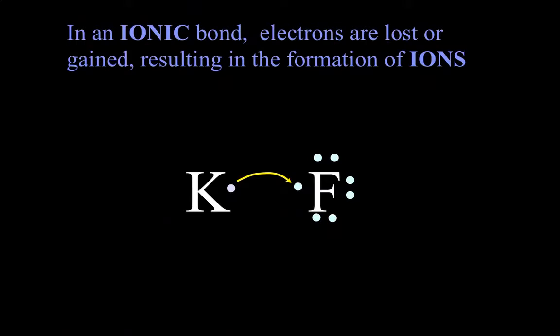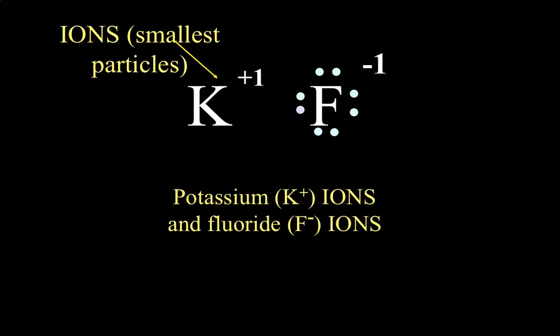So that's exactly what happens. The potassium gives up its 1 electron to fluorine. But in the process, potassium becomes charged, and so does fluorine. Potassium now has a +1 charge because it lost 1 electron, and fluorine has a -1 charge because it gained 1 electron. Now, because of these charges, potassium and fluorine are called ions. They're the smallest particles, and potassium has become an ion, and fluorine has also become an ion.